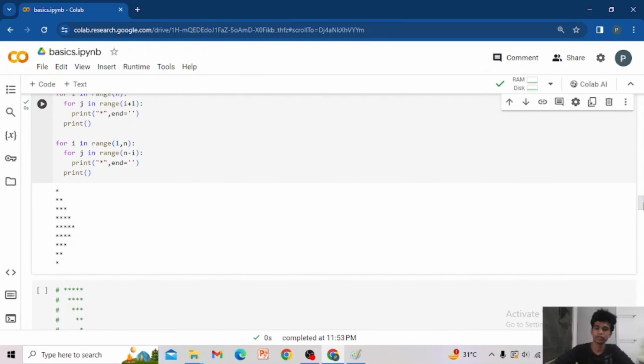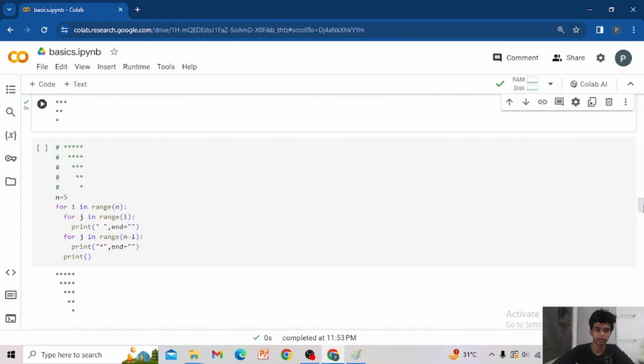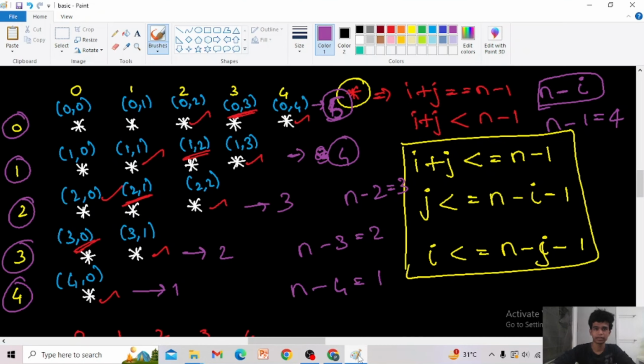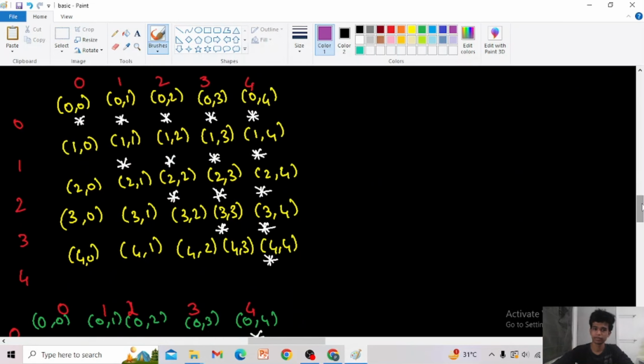Okay. So this is another pattern. Now let's see another pattern. This is a square pattern. Just observe carefully. This is the pattern when the input is 5. Let us take the row number and column number relation. This is the representation. Fine.